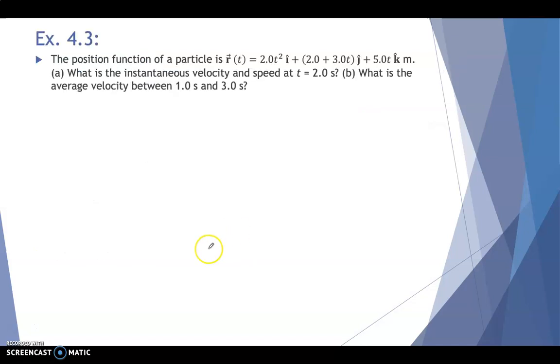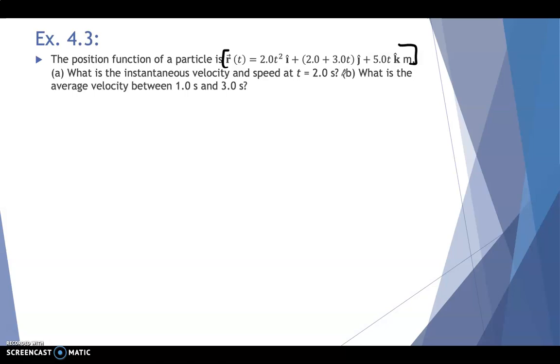All right, so let me go ahead and do an example with that. Example 4.3 states the position function of a particle is this equation. And it asks, what is the instantaneous velocity and speed at t equals 2 seconds?